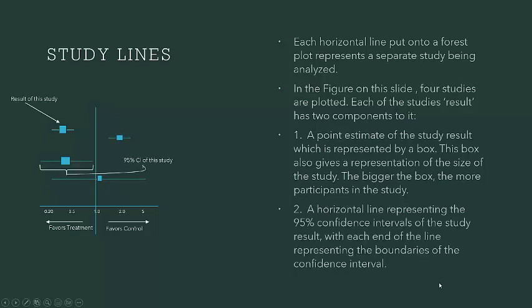The second component is a horizontal line representing the 95% confidence interval of the study result, with each end of the line representing the boundaries of the confidence interval. This one, from here to here. So this is the 95% confidence interval of this particular study. This will be of this study, this will be of this study, and this will be of this study.